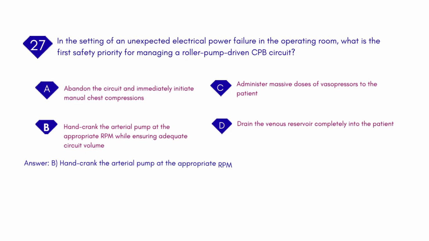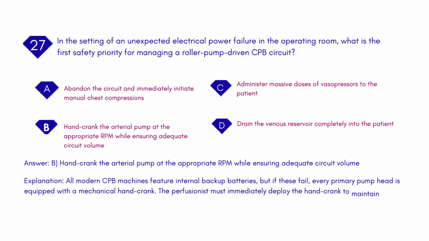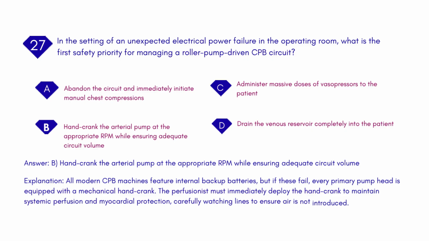Answer: B. Hand crank the arterial pump at the appropriate RPM while ensuring adequate circuit volume. Explanation: all modern CPB machines feature internal backup batteries, but if these fail, every primary pump head is equipped with a mechanical hand crank. The perfusionist must immediately deploy the hand crank to maintain systemic perfusion and myocardial protection, carefully watching lines to ensure air is not introduced.